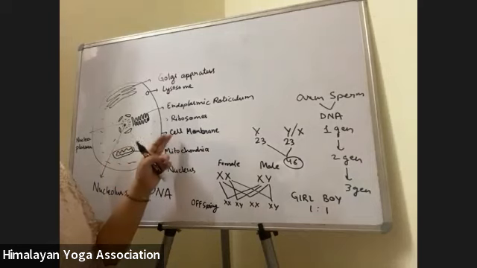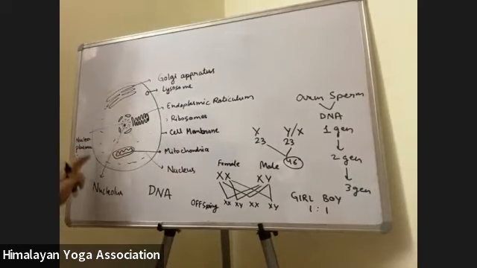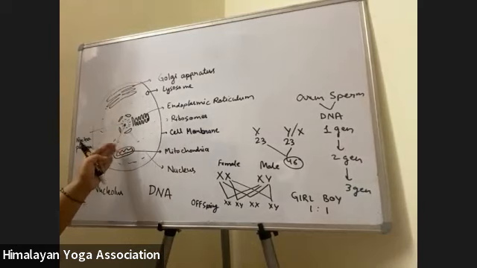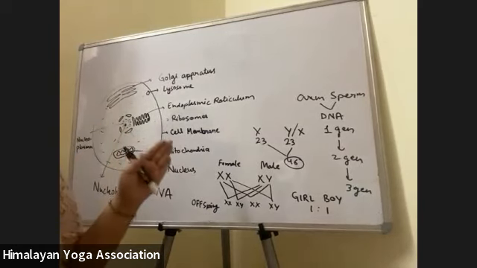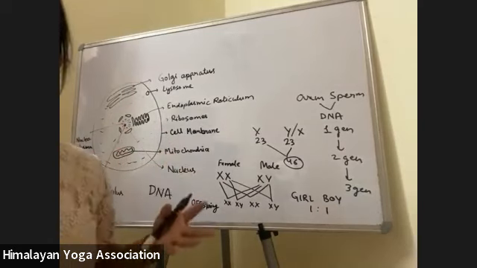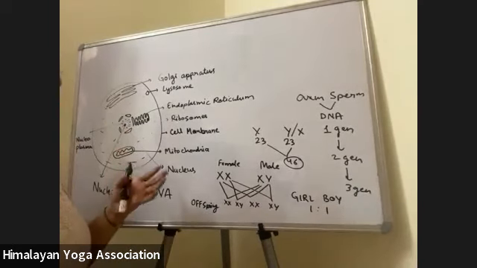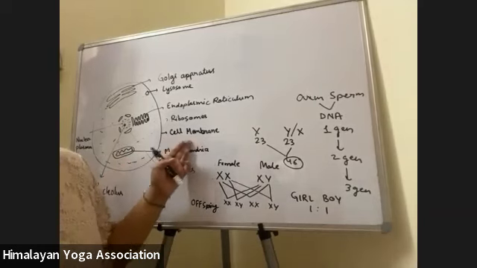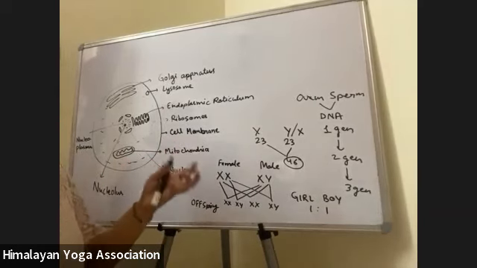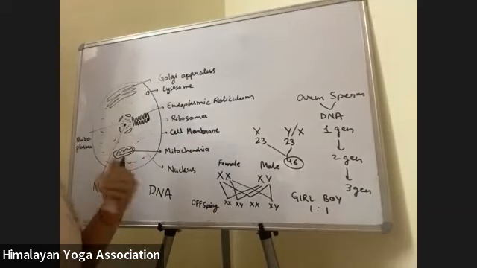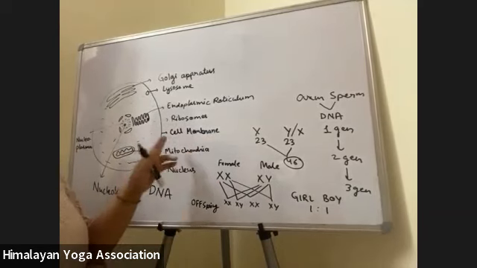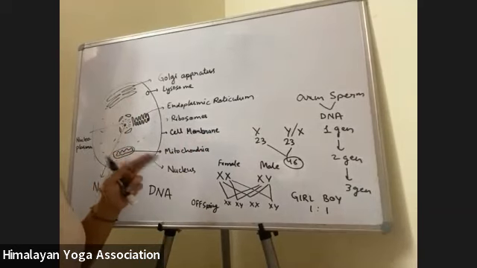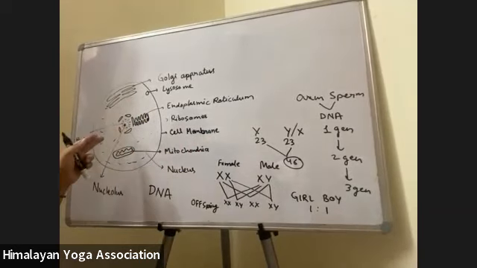Then cell membrane. Cell membrane is protecting the cell. It does not let the organelles move out, or any extra foreign particle, which is not required by the cell, come inside. So it is semi-permeable. It will let some ingredients come inside and only some go outside. It gives structure and protection to the cell.